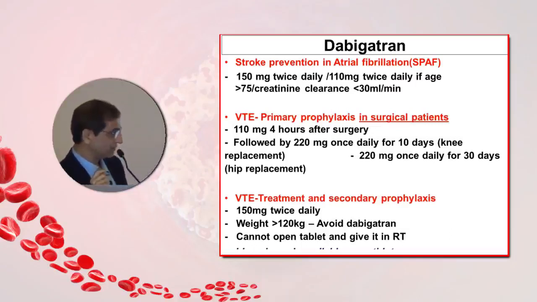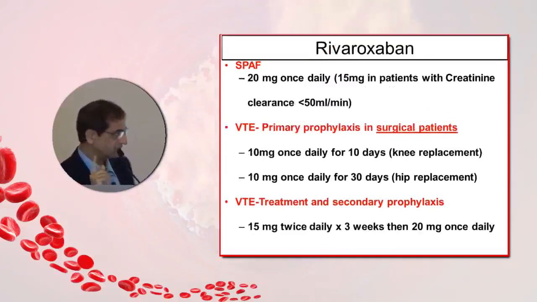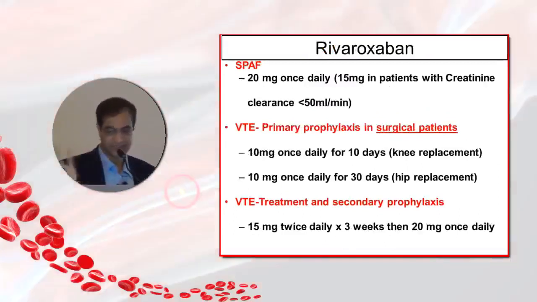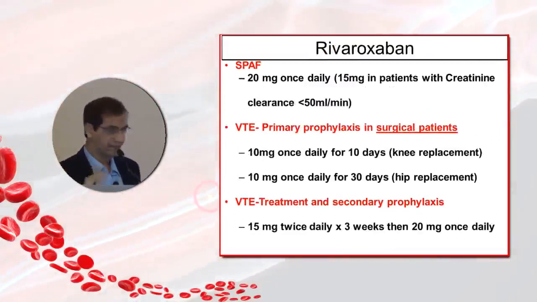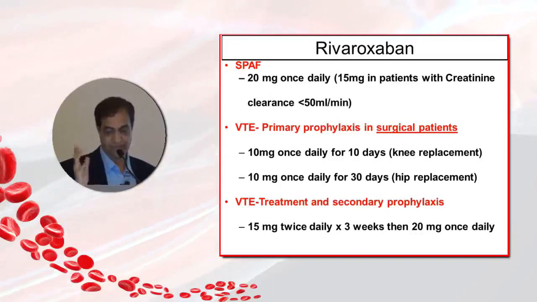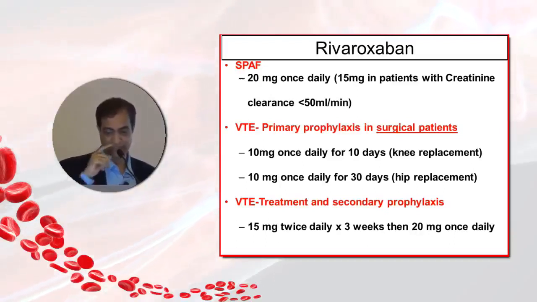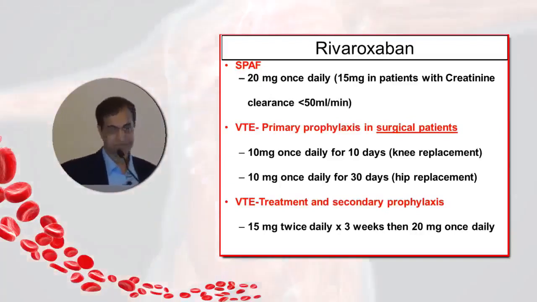And we do have a problem with Dabigatran in that sense because it cannot be opened and put into the Ryle's tube. Its absorption becomes erratic and its activity changes. So that's one of the practical issues with Dabigatran. Hopefully it should be solved over time. Of course, there's an antidote available which is non-pronounceable, but it's available, and it's Praxbind.